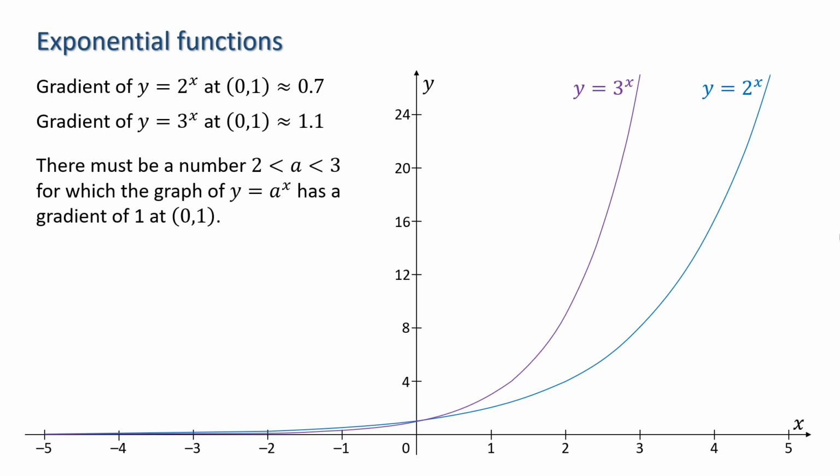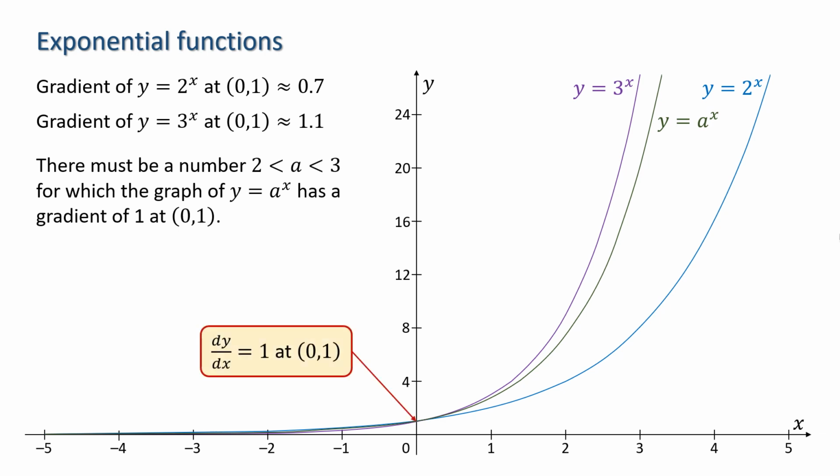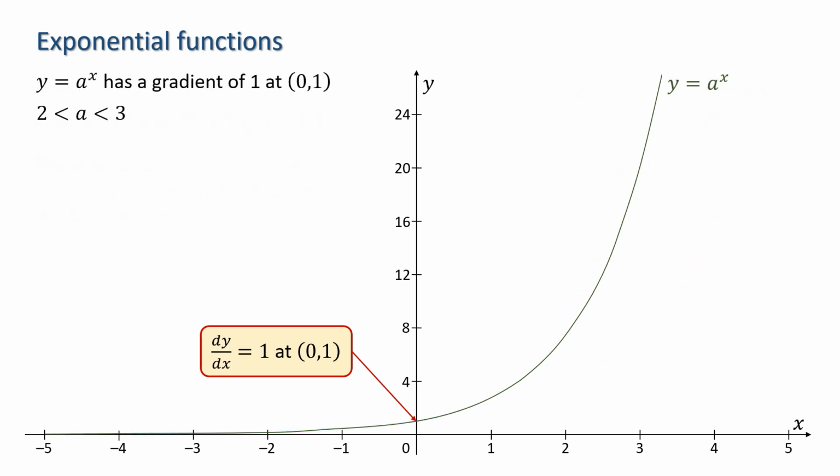Now, there must be a number which is between 2 and 3 for which the graph of y equals a to the x has a gradient of 1 at 0, 1. This curve will intercept y equals 2 to the x and y equals 3 to the x at 0, 1, and will lie between them everywhere else. We will see that this particular exponential function has special properties which are very useful in calculus.